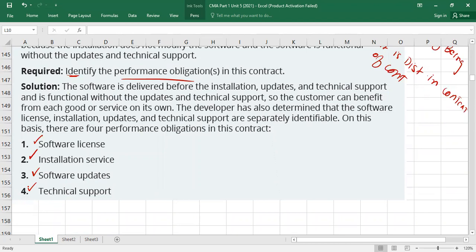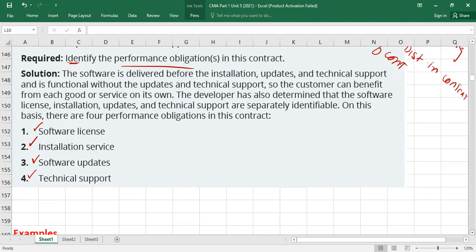Understood? So you have to look at the words: capable of being distinct and separately identifiable. Separately identifiable means it is distinguished in the context of the contract also. If both conditions are there, it means there is more than one performance obligation. If one is missing, it means we have only one performance obligation. I'm repeating so many times. Okay, understood? That's it. Now guys, this was step number 2.